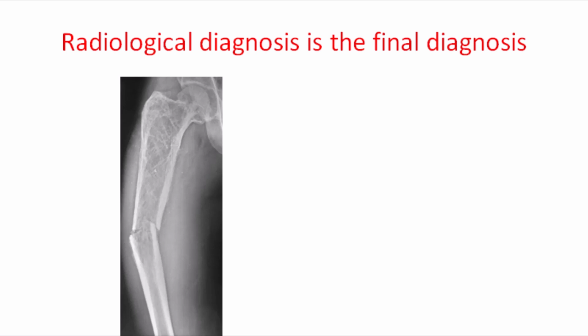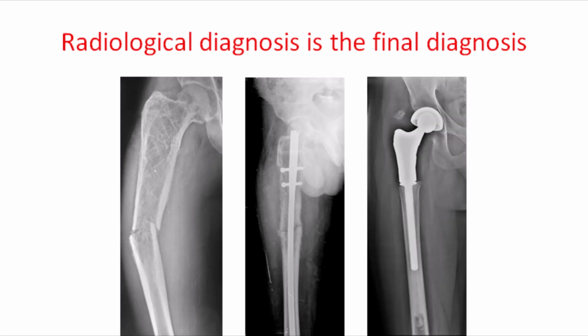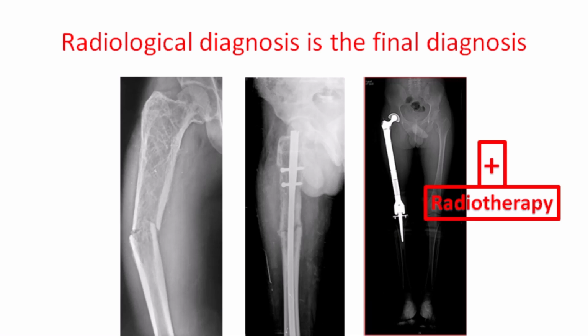This was a young male presented with pathological fracture of femur. MRI was done and reported as fibrous dysplasia. So treating surgeon nailed it, but later it turned out to be Ewing sarcoma, and patient who deserved a procedure like proximal femur replacement eventually ended up in total femur replacement followed by radiotherapy due to the contamination.